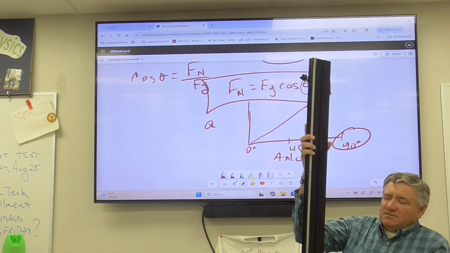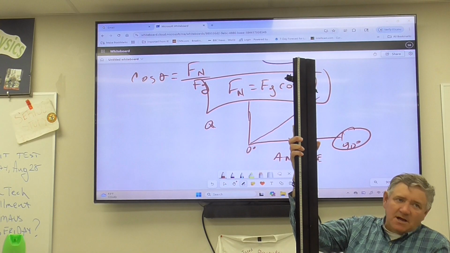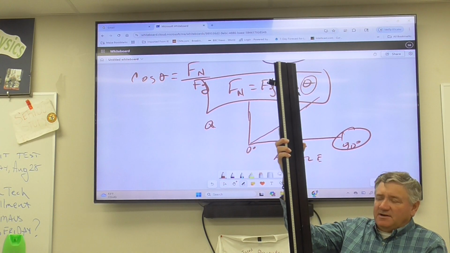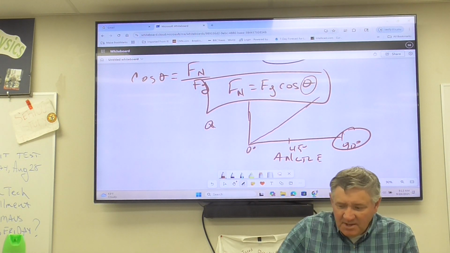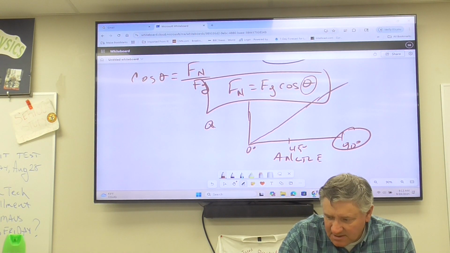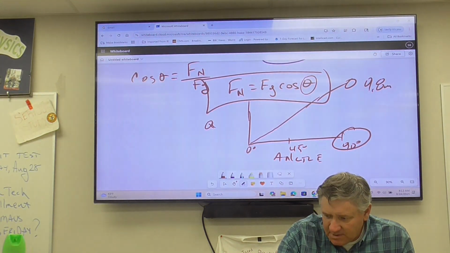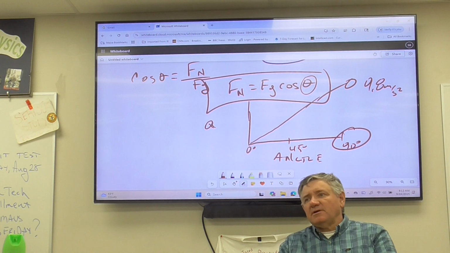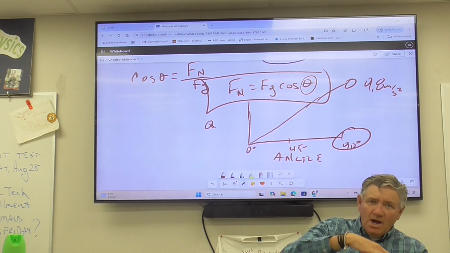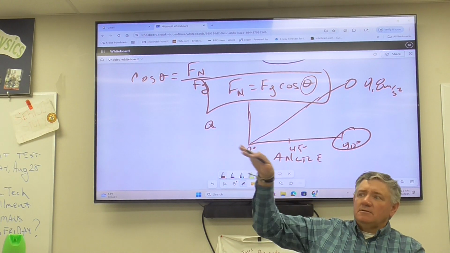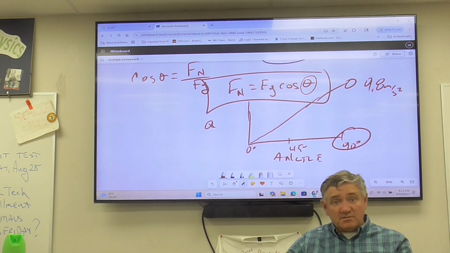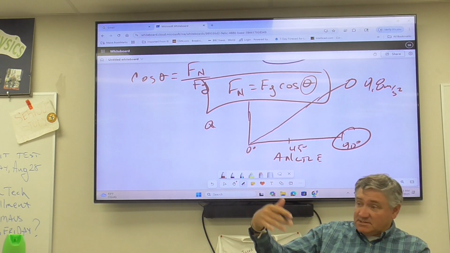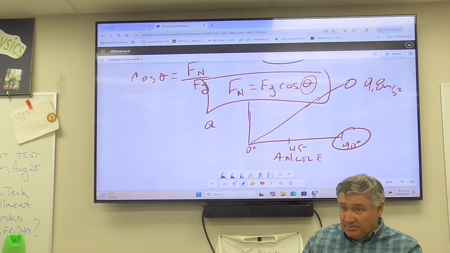what would be the acceleration of the car? 9.8, because what's the only force acting on it at that point? Gravity. So, if you go to 90 degrees, that acceleration is going to be 9.8 meters per second squared. So the steeper you go, the bigger the acceleration.